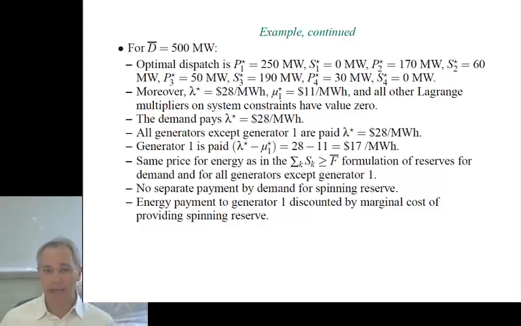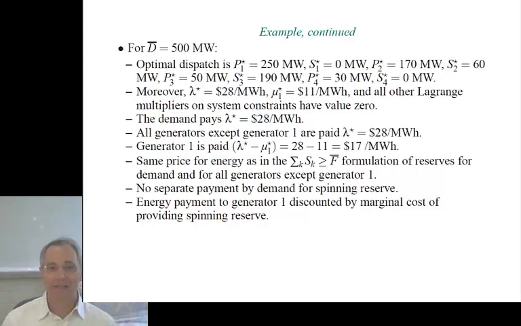The demand would pay $28 a megawatt hour. All generators except generator 1 would be paid $28 a megawatt hour. But here's the difference. Generator 1 would not be paid $28 a megawatt hour. Instead, it would be paid lambda star minus mu1 star, or only 17. Notice that we have the same price for energy as in our previous sum of reserves is greater than a fixed amount formulation of reserves.